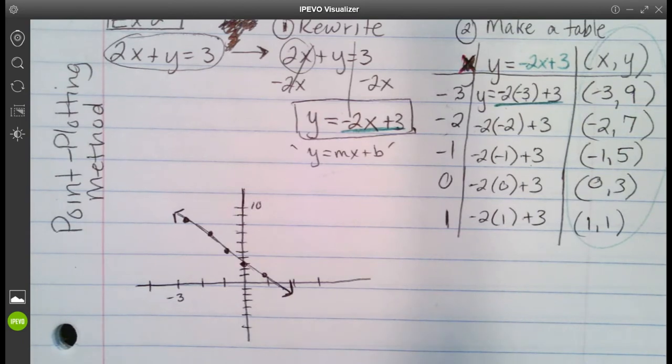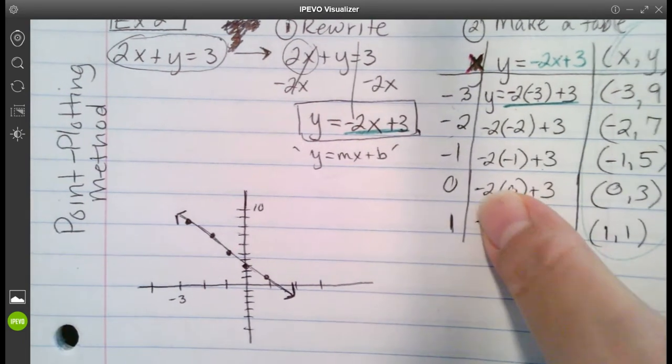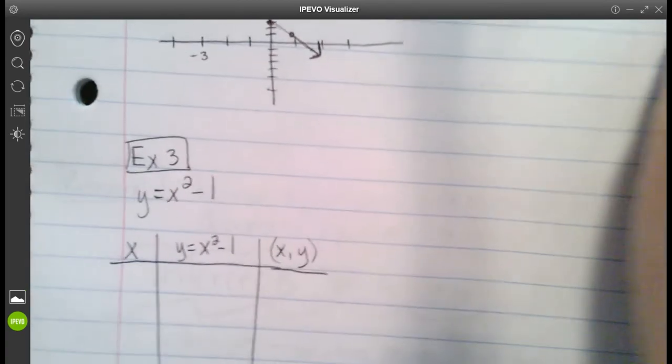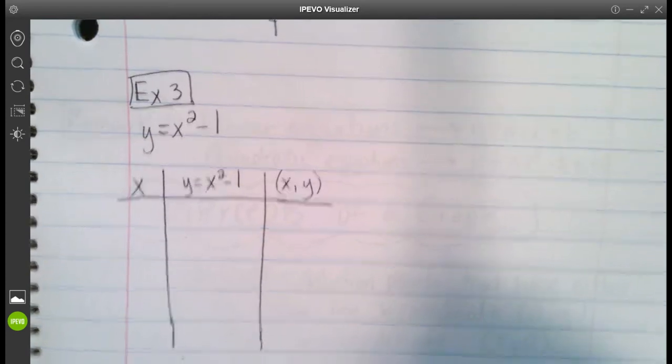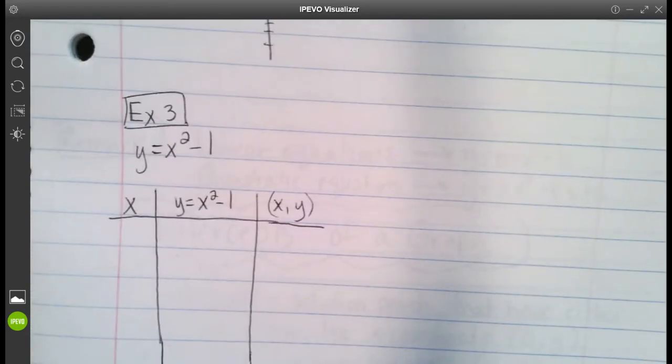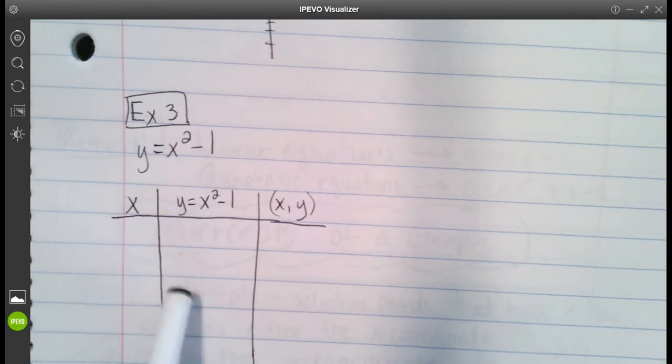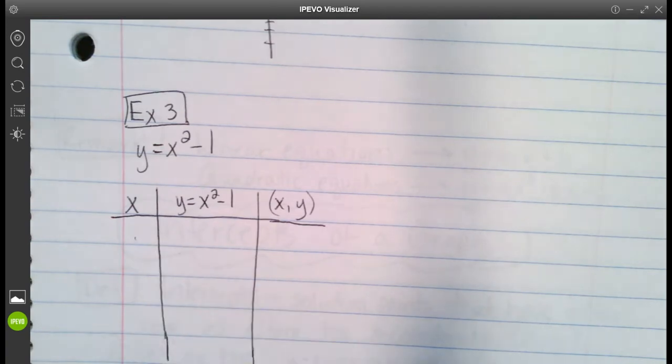Okay, we're going to do another example. This one's going to look a little bit different. So go ahead and copy this one now. Okay, in this one, we don't have to solve for y. It's already solved for us, so we can go right into the table. Okay, just like the one before, I'm going to choose some x values that are negative.